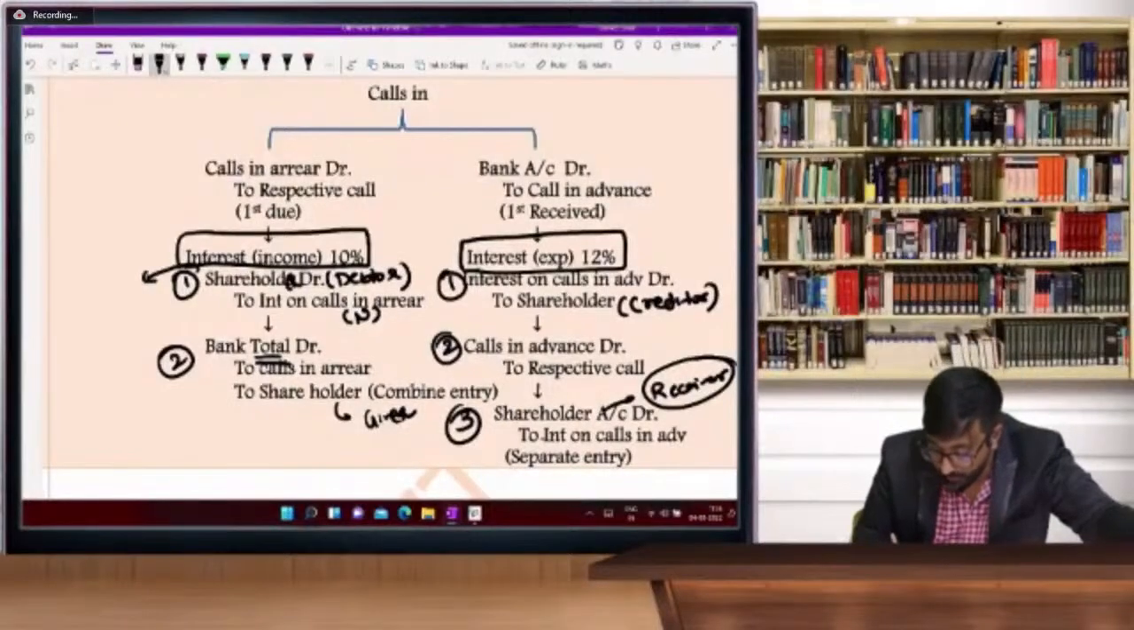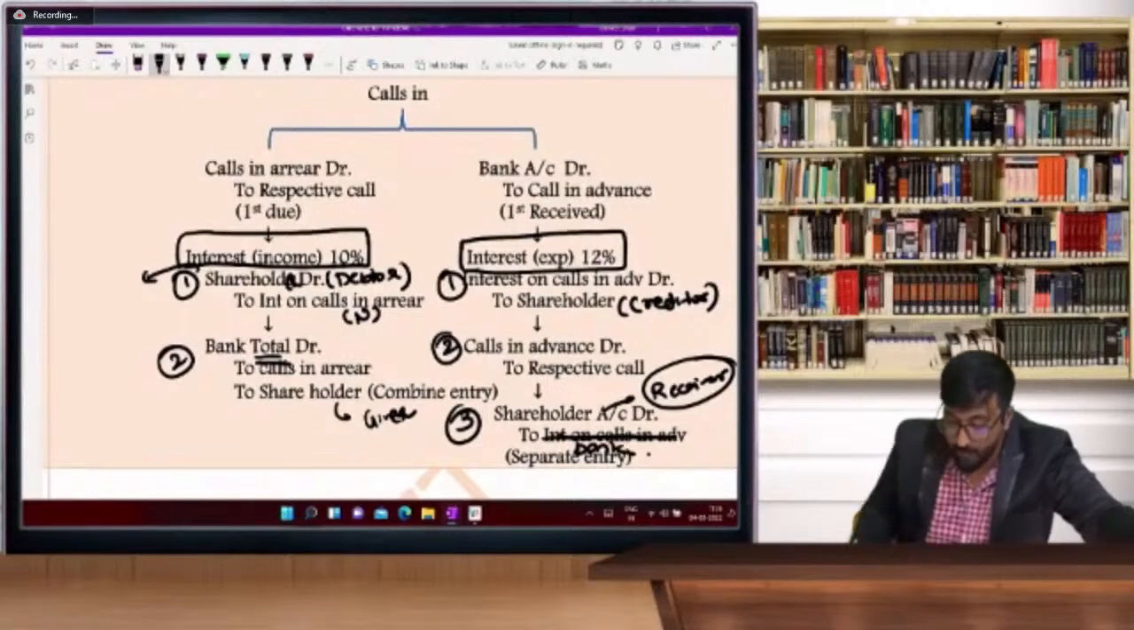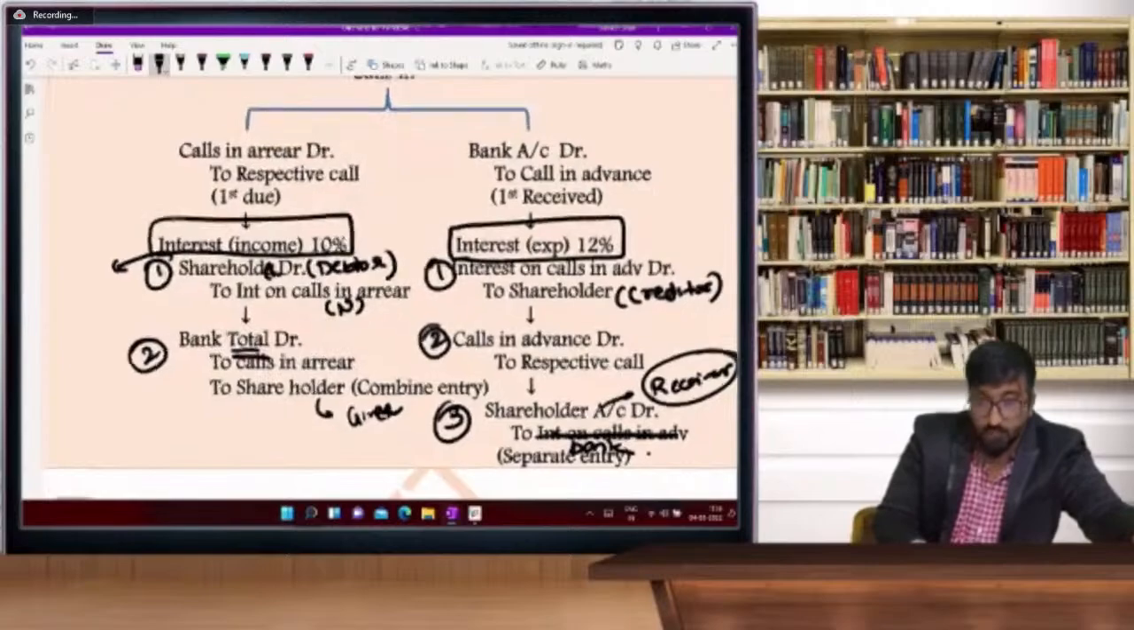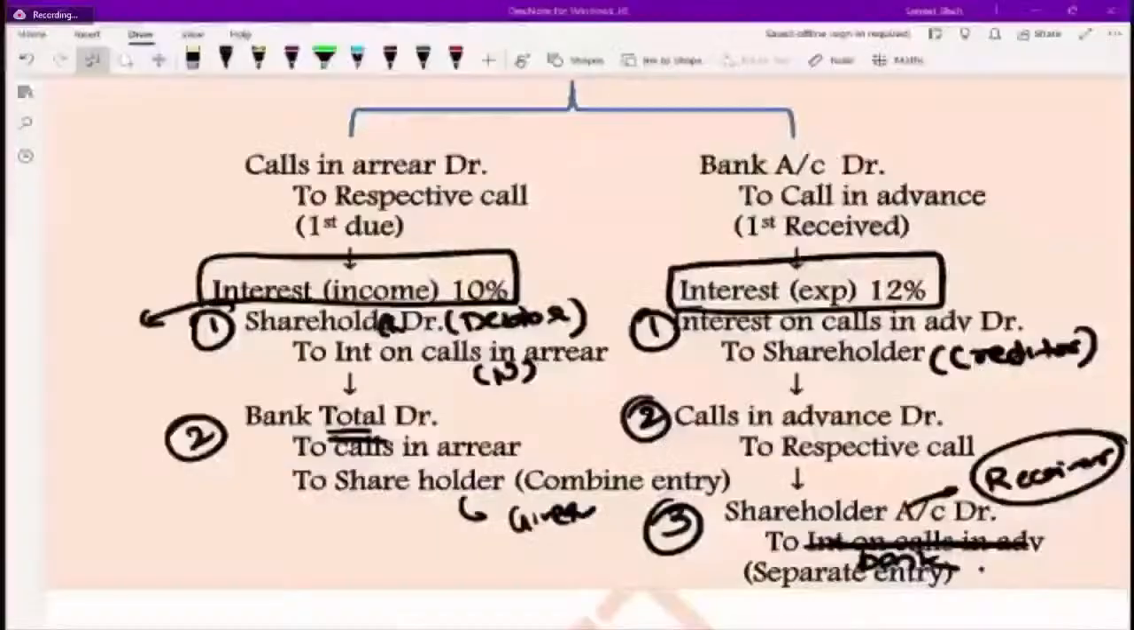No, beta, it's a wrong entry. To bank. To bank. Sorry, the last entry is wrong. Shareholders to bank. Okay, write this down. Tell me "over" after writing these entries.